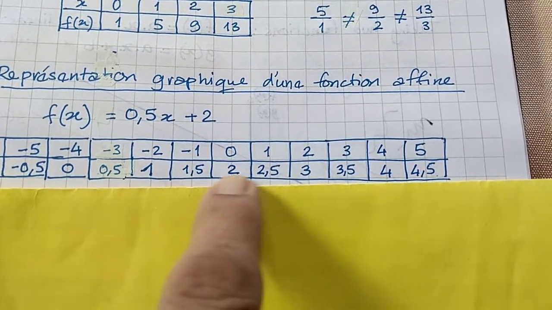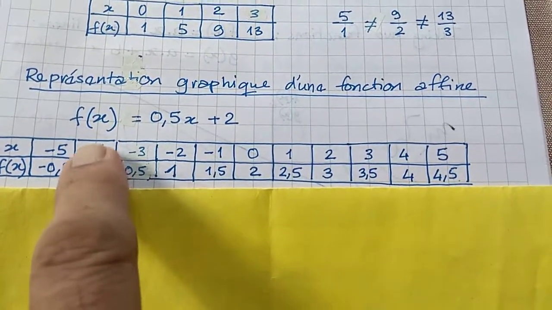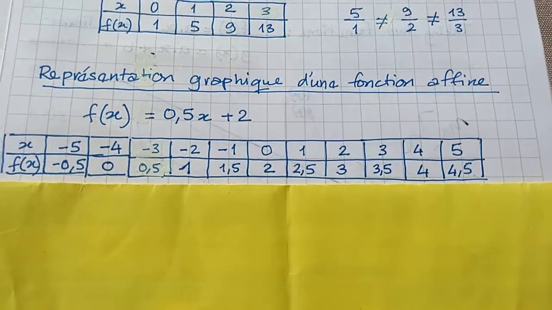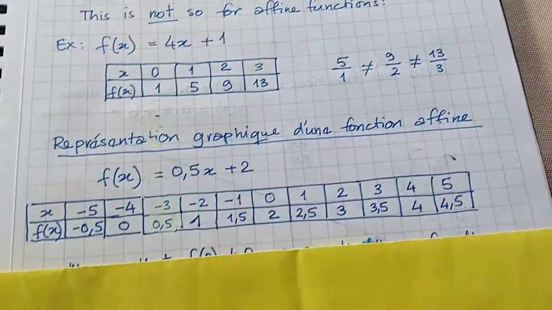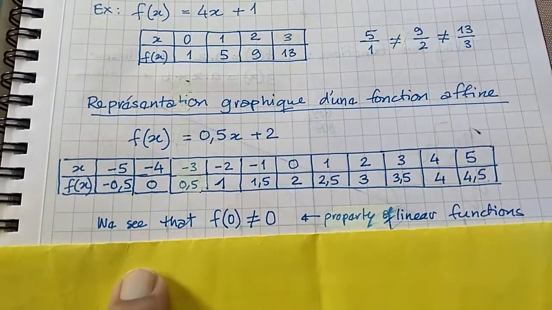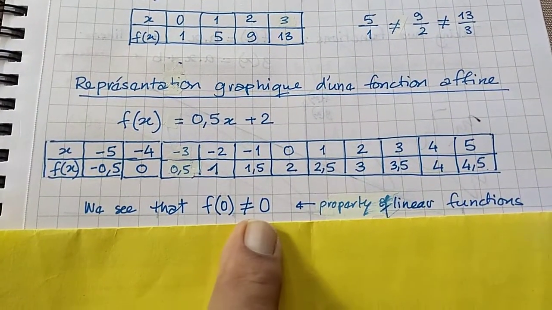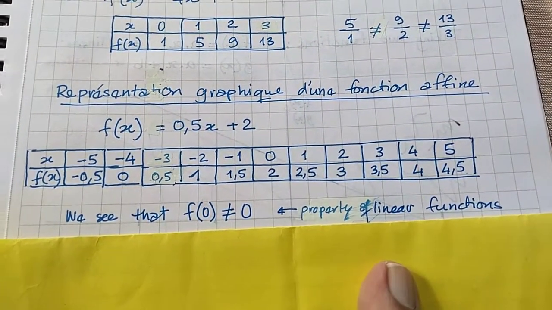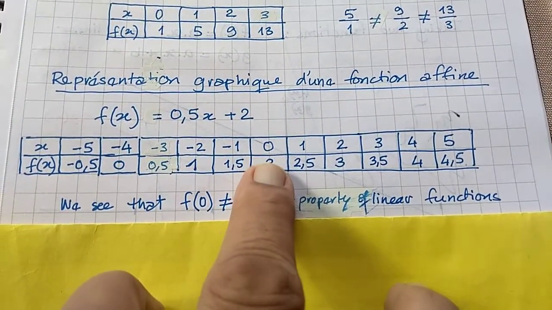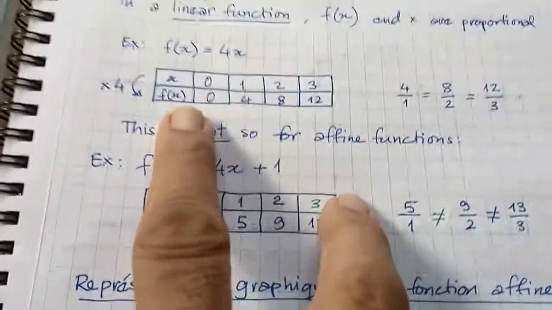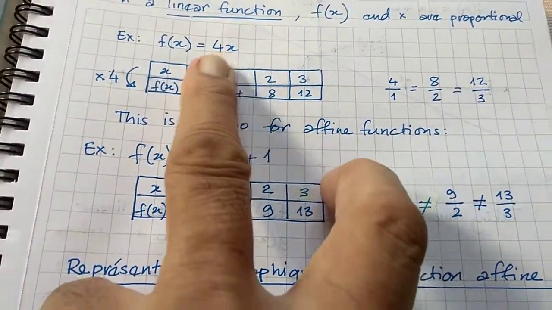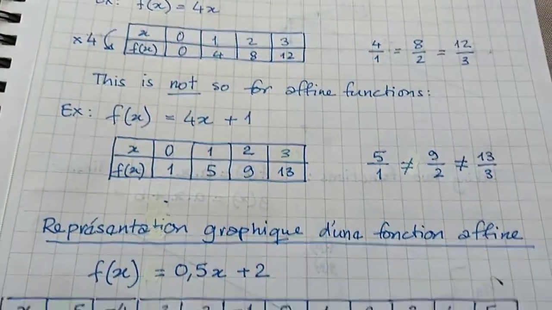Now if we plot these points, we will get the représentation graphique d'une fonction affine. Here we see that f of 0 is not equal to 0, which is only a property of linear functions. F of 0 is not equal to 0. Here also f of 0 wasn't equal to 0. Here f of 0 was equal to 0 because this is a linear function.